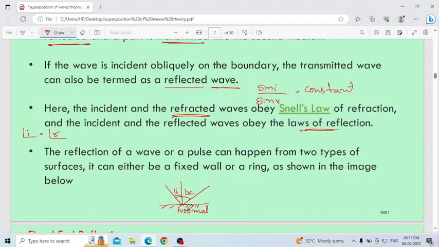Then here the normal, the incident ray and the reflected ray all lie in the same plane. That is the definition of the first law of reflection. Then the second law tells us that the angle of incidence is equal to the angle of reflection. That is the second law.